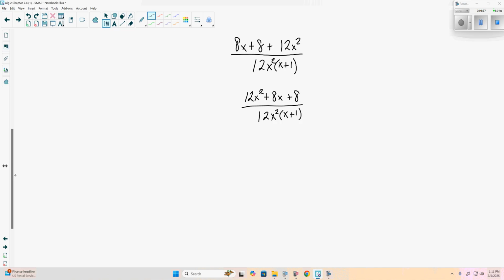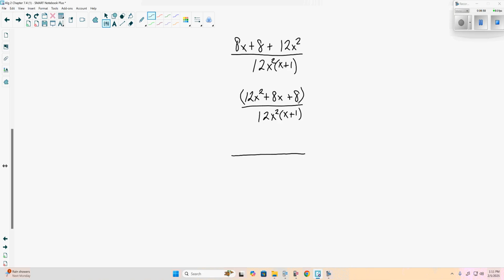Now the only thing that we have left to do is seeing if the numerator will simplify with the denominator. Now again, it's going to be tempting to want to cross out that 12x squared and 12x squared. But if the terms are being added together, not multiplied with each other, we can't just cross it out.